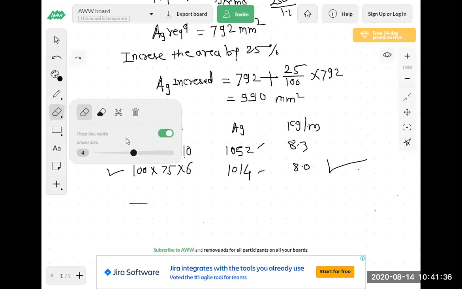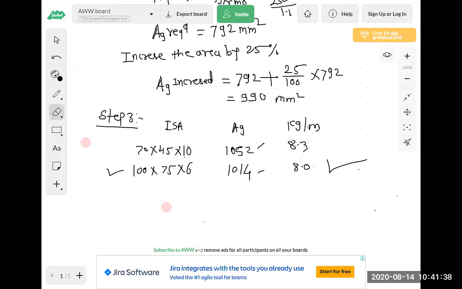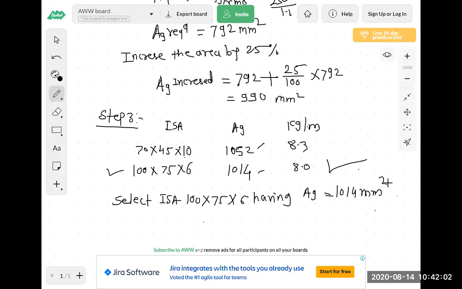So now these are the sections available. Here we have to write: select ISA 100 by 75 by 6 having AG equal to 1014 mm square. That you have to write in this way.